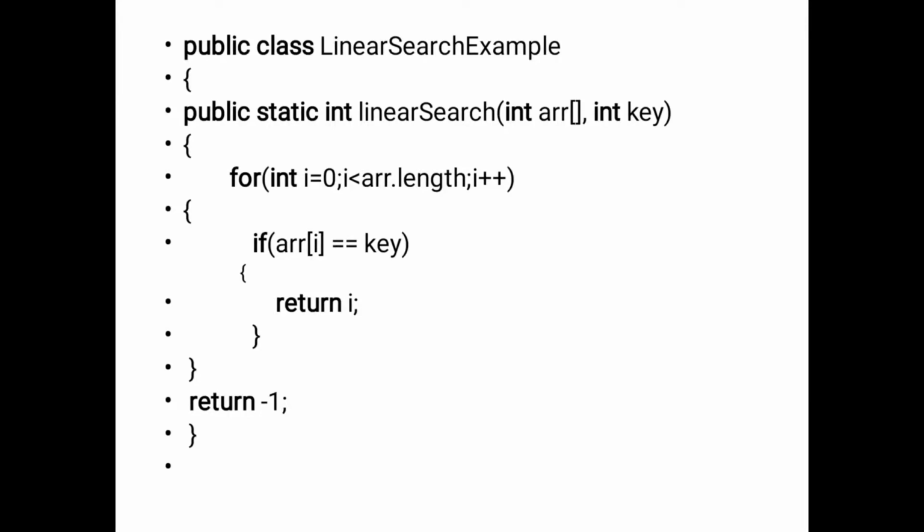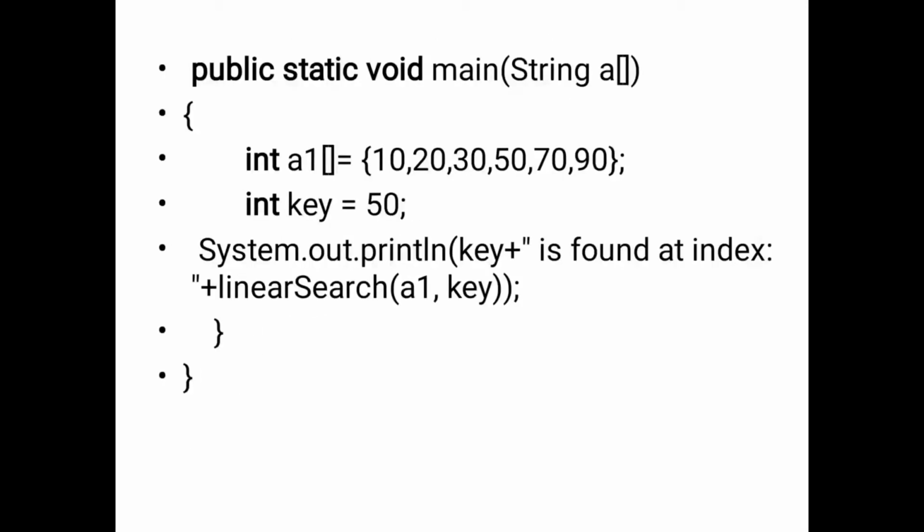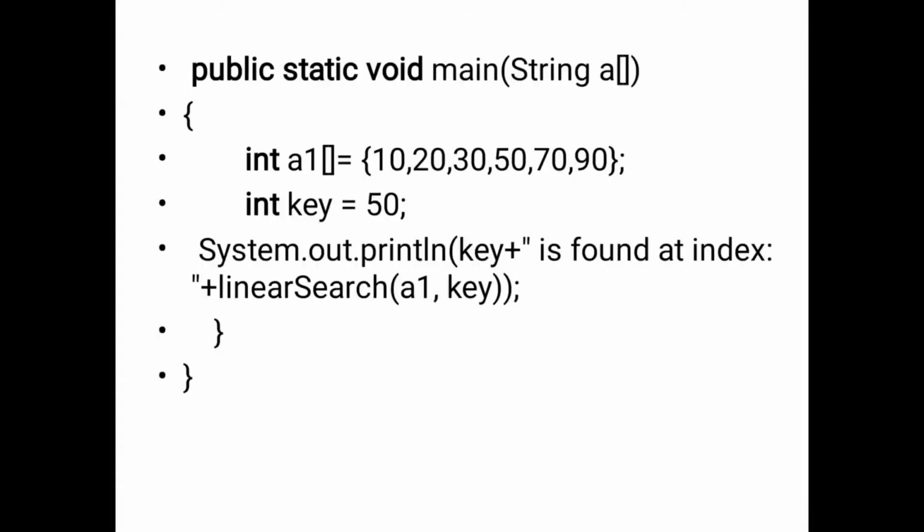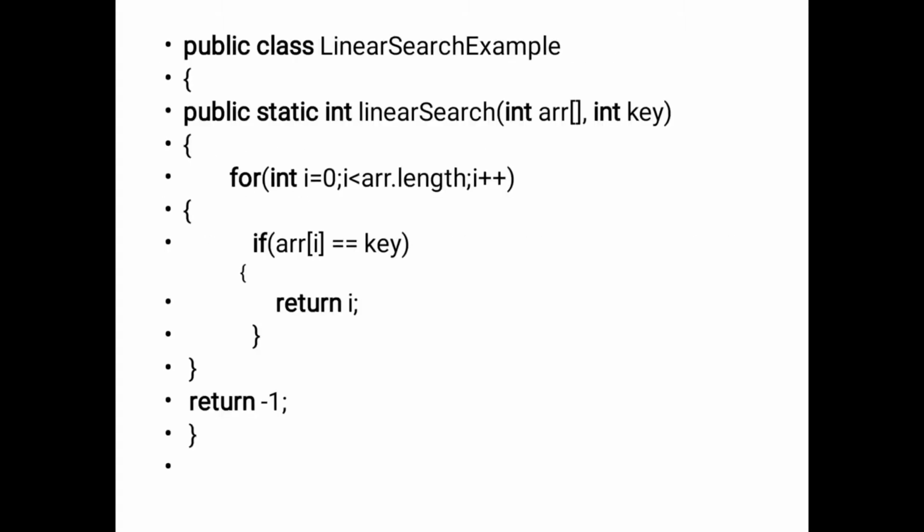Next, arr[2] is 30. 30 equal to 50? Not identical. Next, the i value will be incremented to 3. Next, arr[3] is 50. 50 equal to 50, both are identical. Next, it returns the i value.